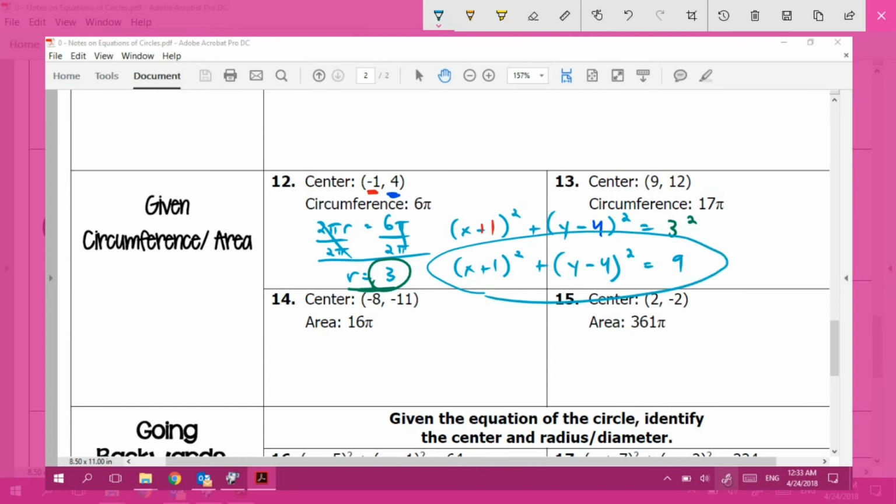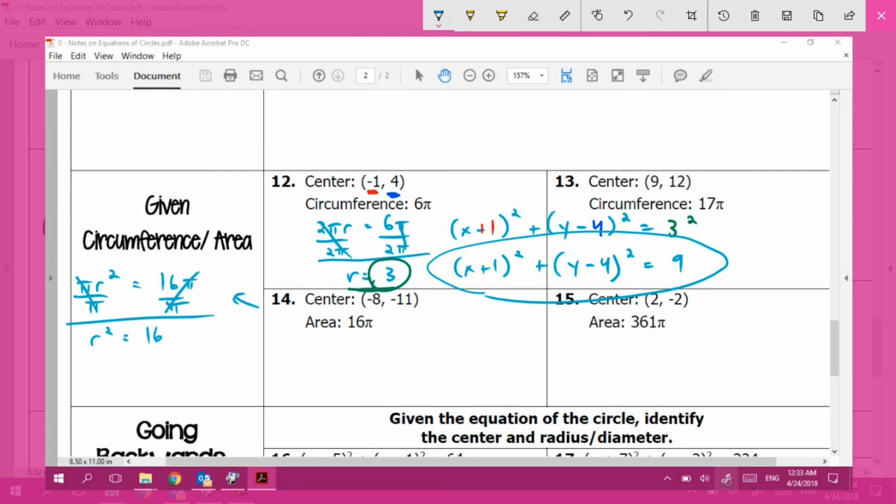Looking at number 14, this time they gave me the area. So how am I going to do this one? We need to find the radius for number 14. So what's the formula of area for a circle? It's pi r squared. And they told me the area is 16 pi. So I'm going to put that equals 16 pi. Now I'm just going to solve for r. So first I'm going to divide both sides by pi. So goodbye pi's. So r squared equals 16.